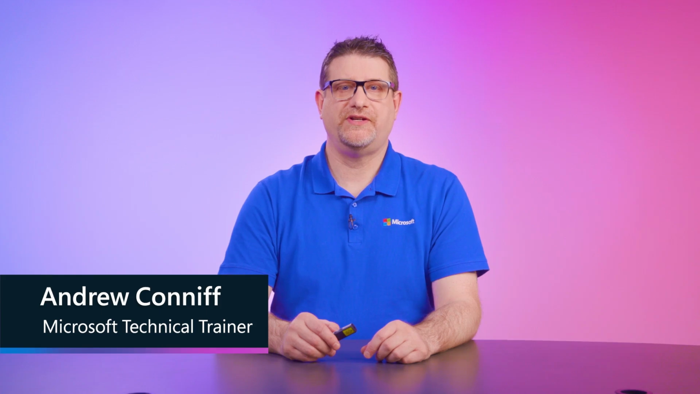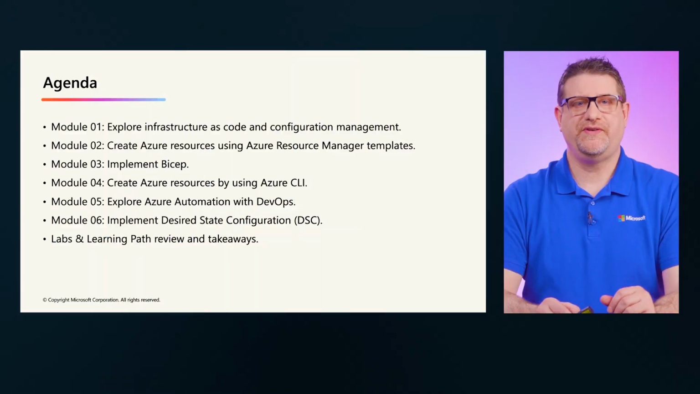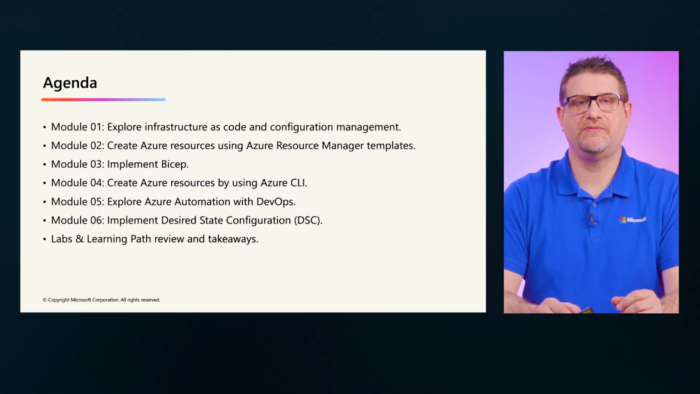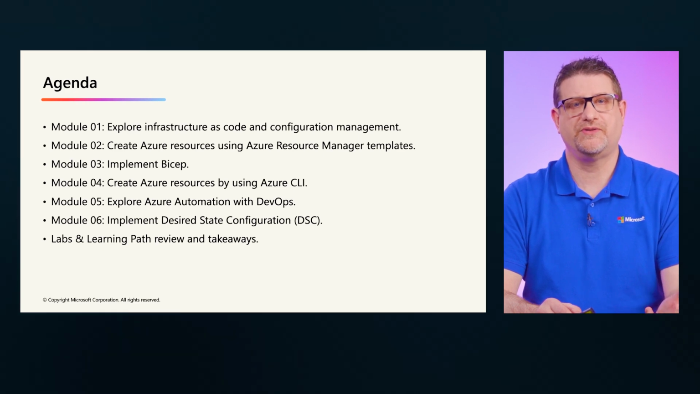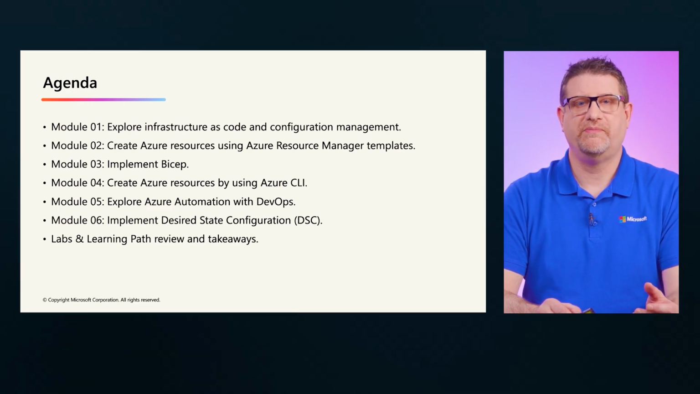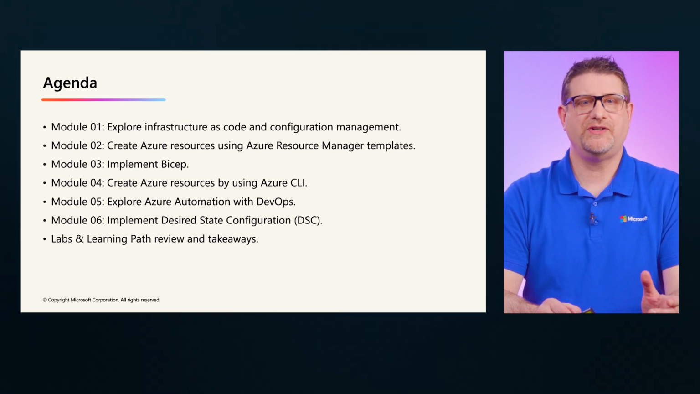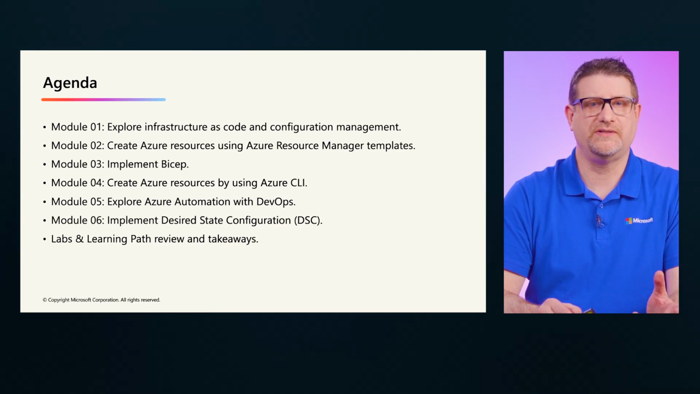Welcome to Learning Path 5, Manage Infrastructure as Code using Azure Technologies and Desired State Configuration. Throughout these videos, you'll discover the principles behind infrastructure as code and configuration management, learn how to create and automate Azure resources with tools like Azure Resource Manager templates, or ARM templates, Bicep, and the Azure CLI, or command line interface, and see how Azure Automation and Desired State Configuration can streamline deployment and ensure consistency.